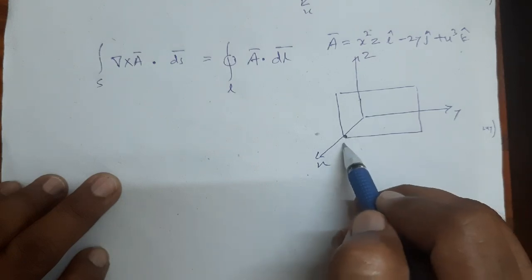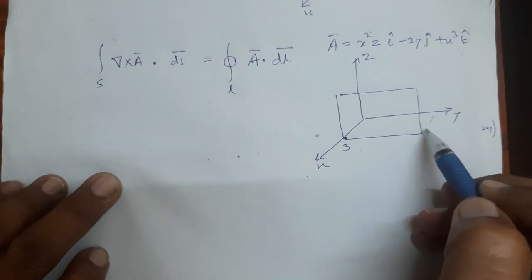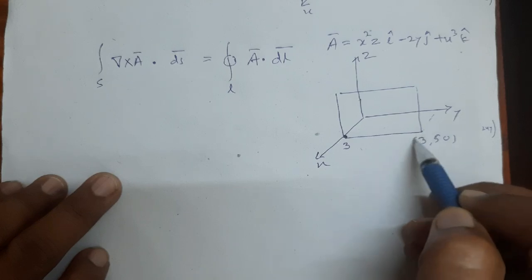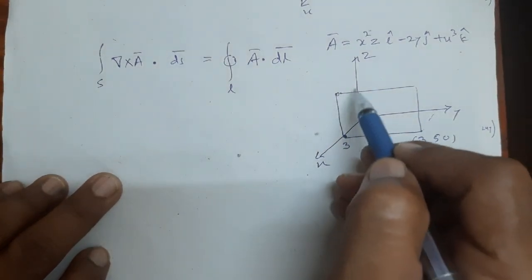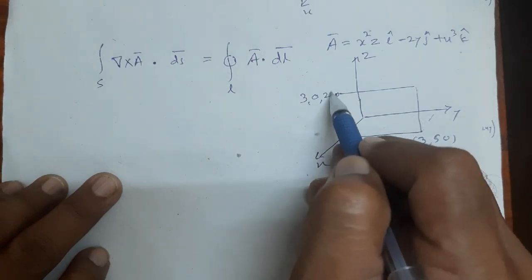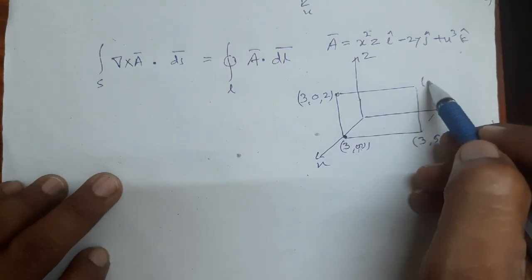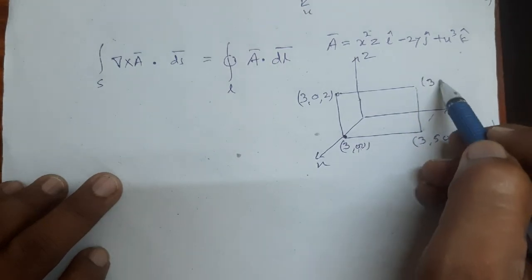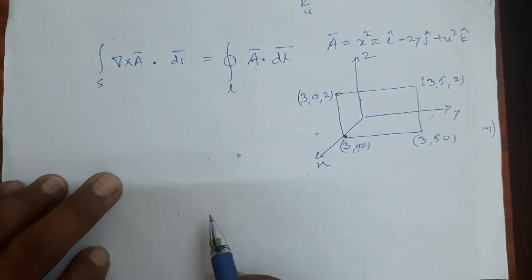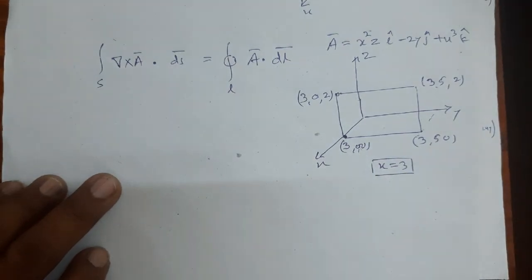It is at x equal to 3, for example, with a height. Therefore the coordinates of this point are 3, 5, 0, and this point in the xz plane is at 3, y 0, and let z be 2. Therefore this is 3, 0, 0, and the coordinates of this point are 3 along the x axis, 5 along the y axis, and 2 along the z axis. Therefore this is our surface, and this surface is at x equal to 3.